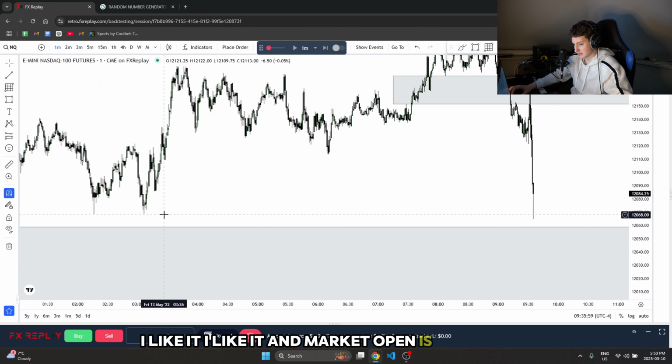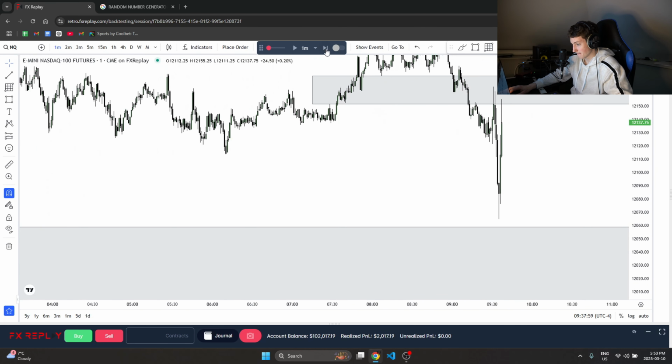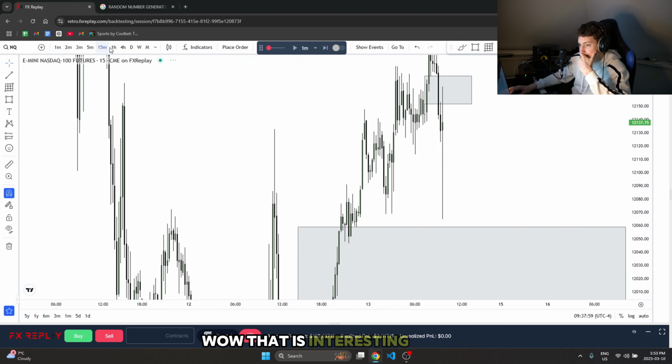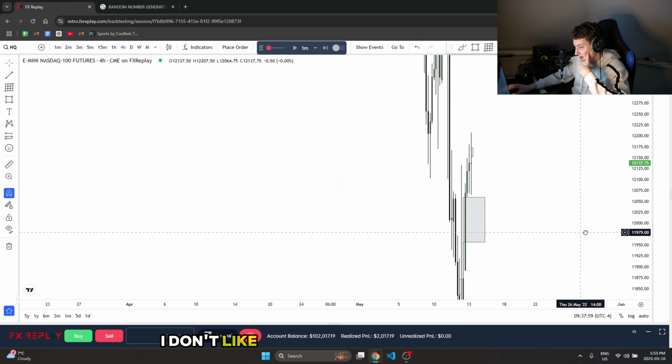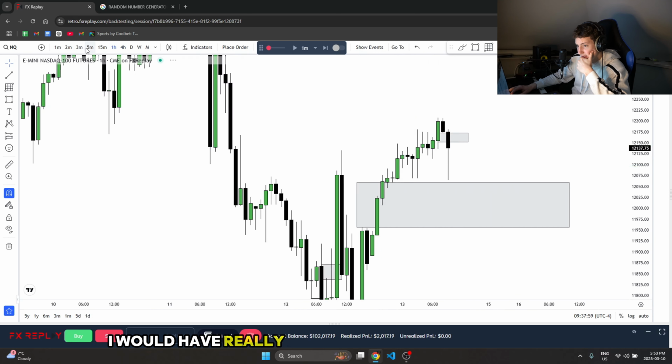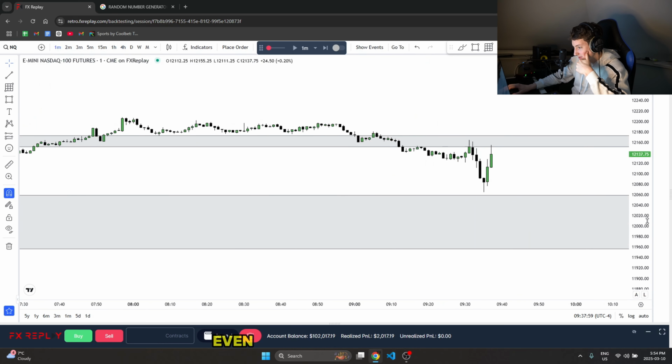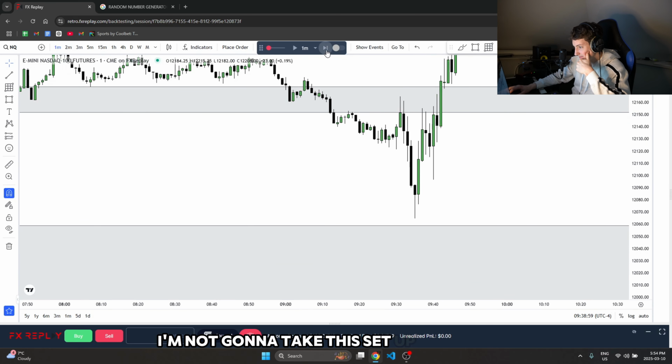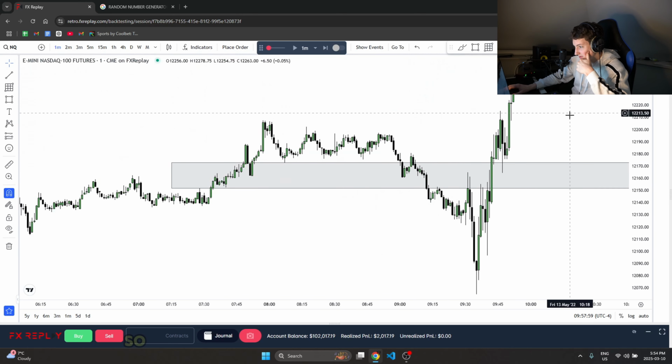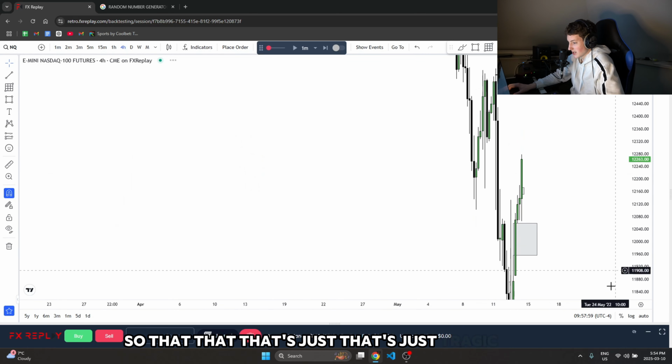And market open is dumping us. Wow, that is interesting, isn't it? I don't like how we didn't tag the 4-hour. I would have really liked us to tag the 4-hour there. Even though we swept the low, I'm not going to take this setup. And it runs. So that's just tragic, right?